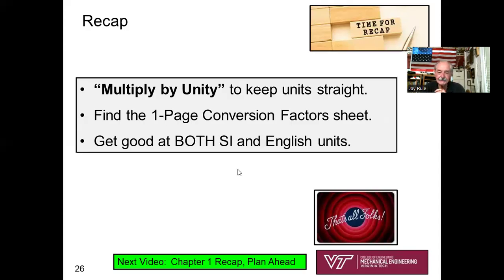But okay, so maybe now I can declare you experts in units, units canceling, and keeping your units straight. It is going to pay off for you as you do get better and better at your problem solving in this class and beyond.